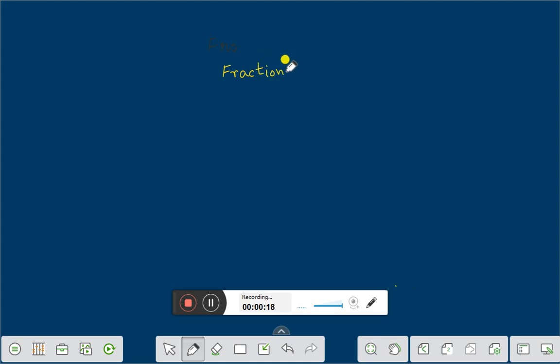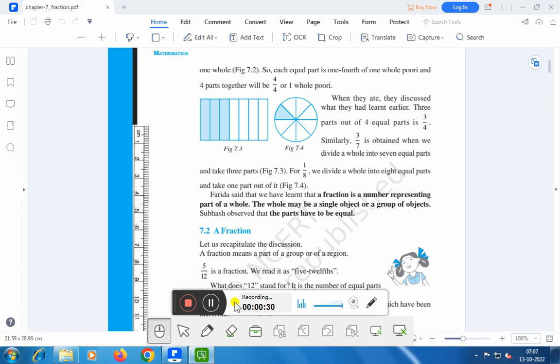First of all, we'll know the definition of fraction. We can say that a fraction is a number representing part of a whole. The whole may be a single object or a group of objects. That is the definition of fraction.